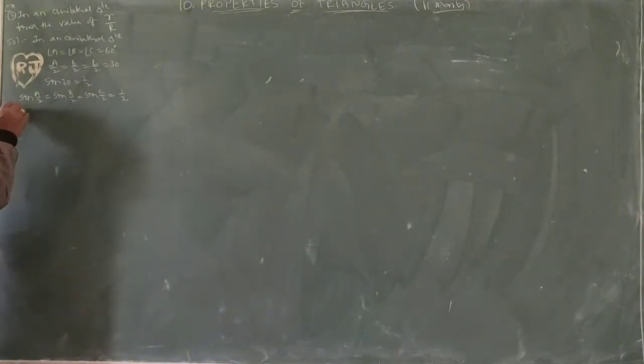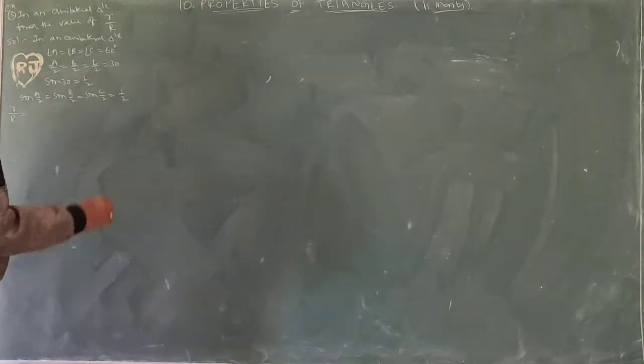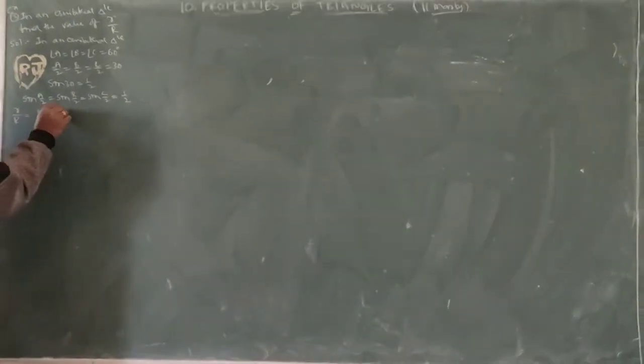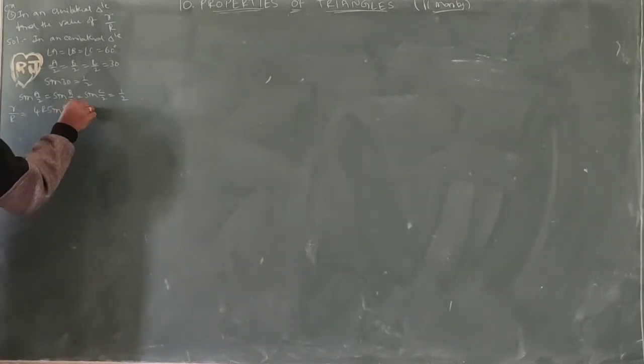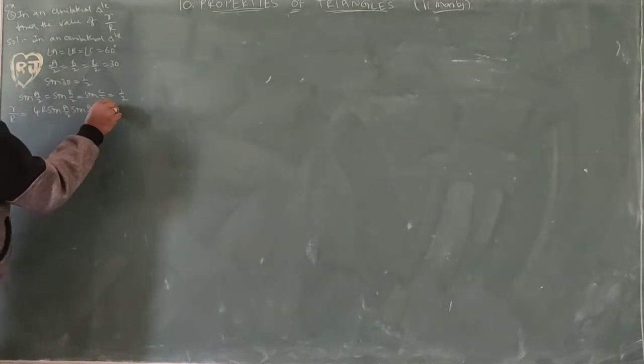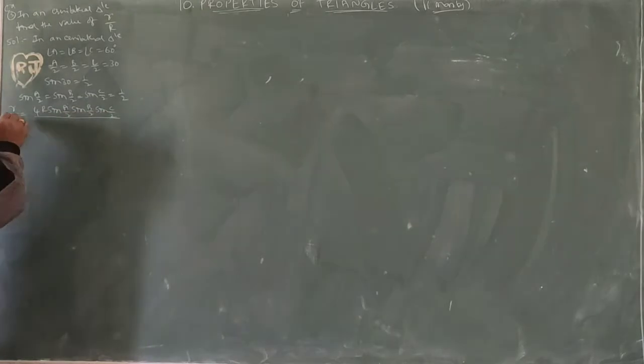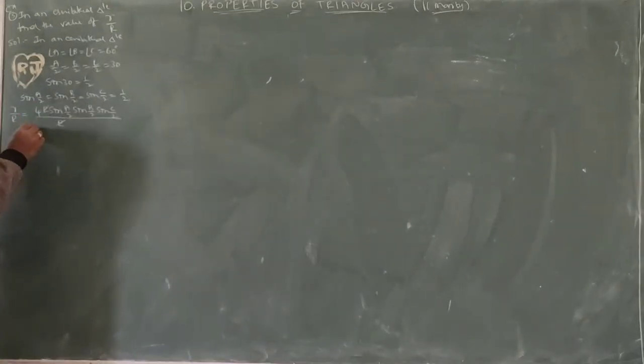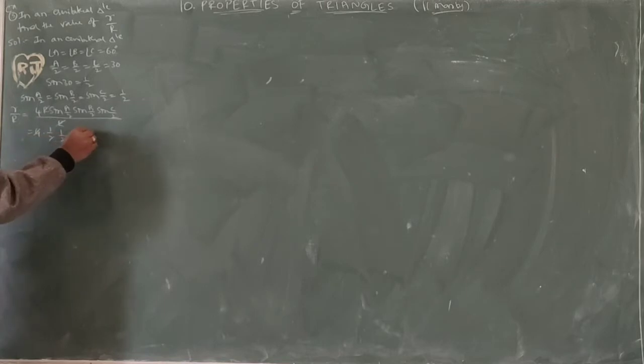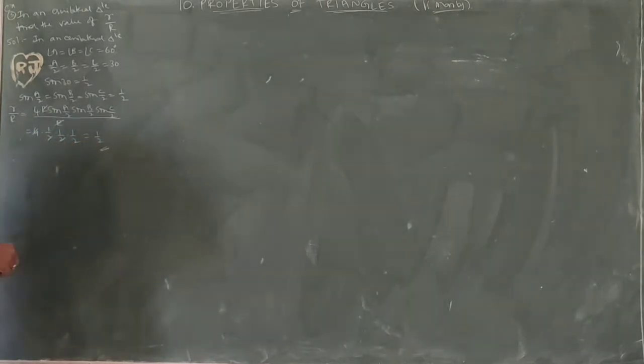So now r by capital R. What is the formula for small r? It is 4R sin A by 2, sin B by 2, sin C by 2. Since it is already given, capital R cancels. 4 into 1 by 2, into 1 by 2, into 1 by 2. 2 into 2 is 4, cancel, so this is equal to 1 by 2.